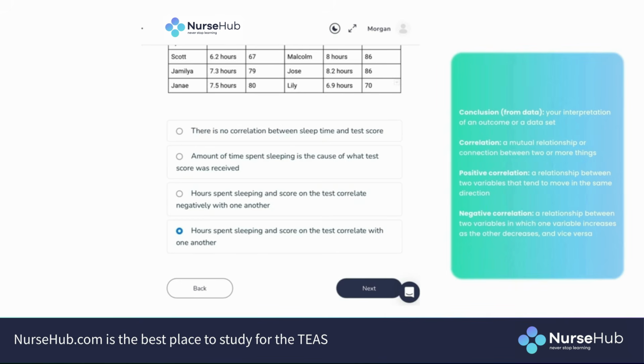That goes a little bit too far. We can go ahead and commit, I think, pretty fully that hours spent sleeping and test score have some correlation to one another, and it might deserve some additional review. Let's go ahead and go to the next question.